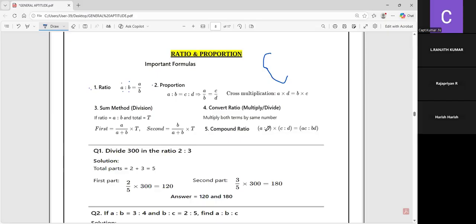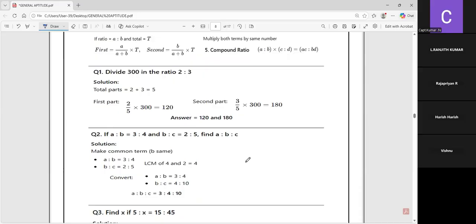Final one is nothing but the compound ratio method. So A is to B into C is to D is equal to AC is to BD. These are the important 5 rules and 5 important formulas we are using in ratio and proportion. Okay, students, let's see some types of problems.